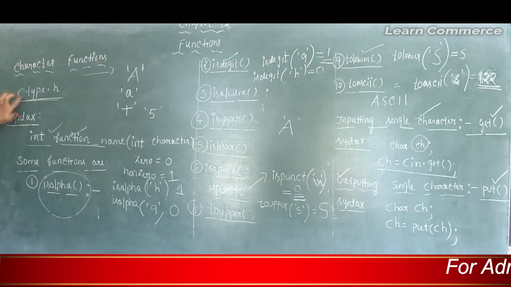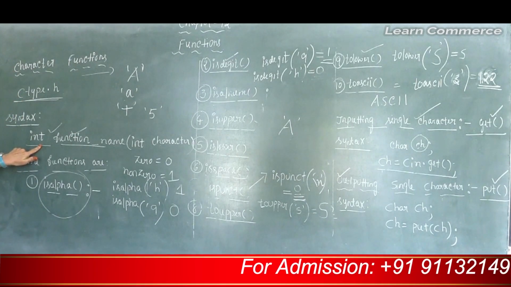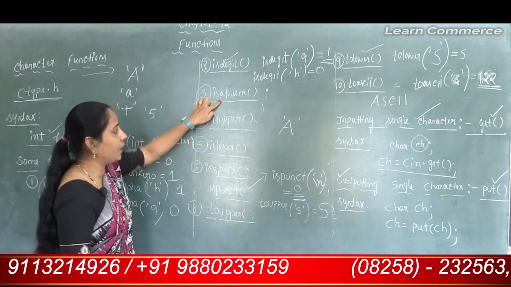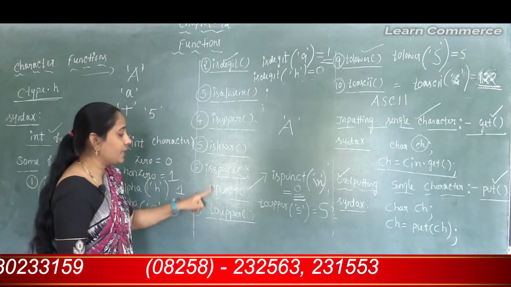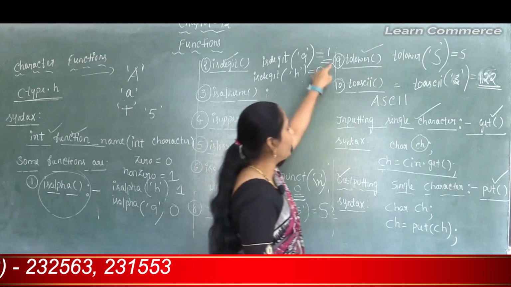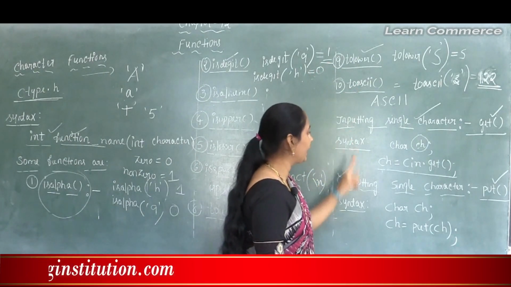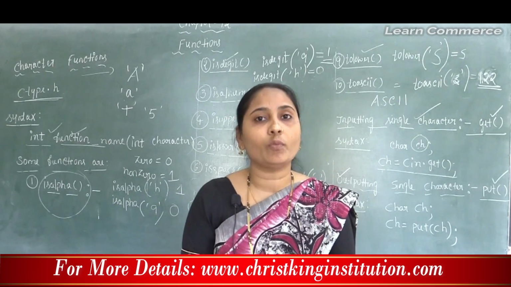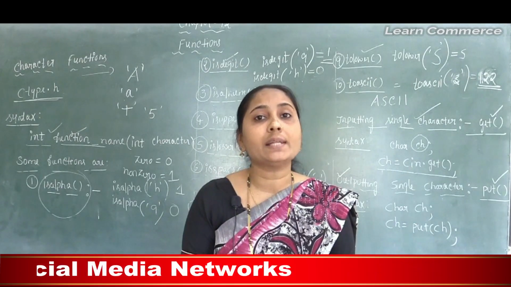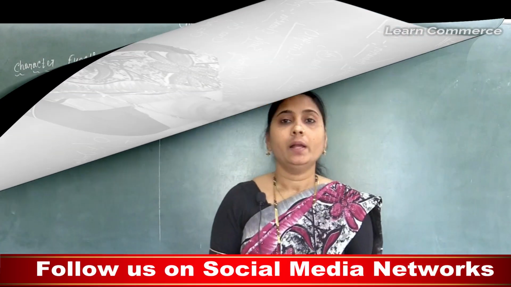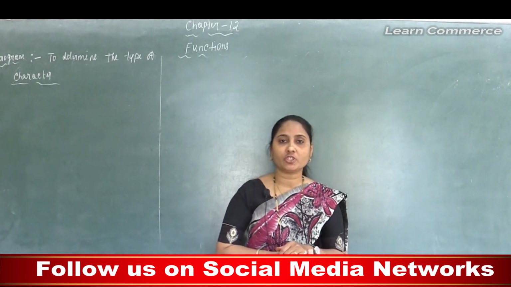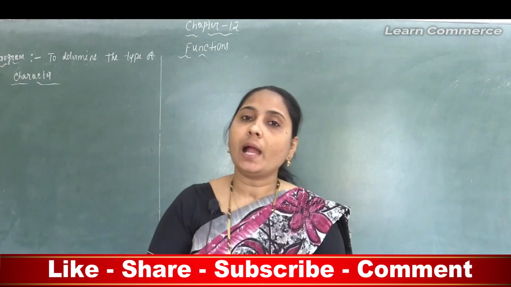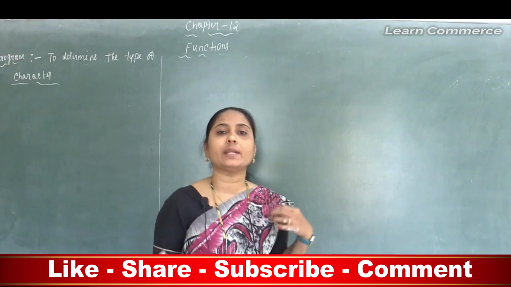So the character function, the header file, and the syntax of how to declare the function names of the character functions, and isalpha, isdigit, isalnum, isupper, islower, isspace, ispunct, toupper, tolower, toascii, and then inputting a single character and outputting a single character here. Now we're going to solve one simple program to input a single character into the program, after completing some of the character functions and the header file of the character functions, some important character functions here, and also inputting single character, outputting single character.